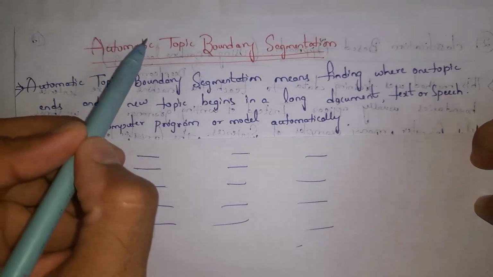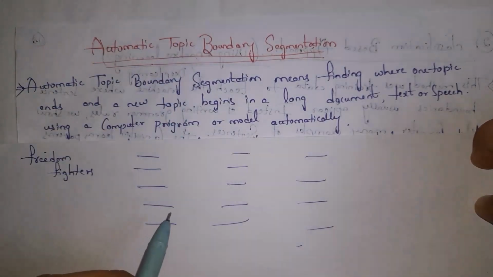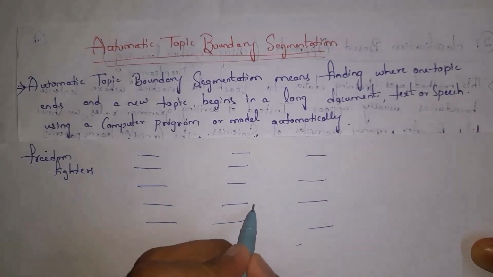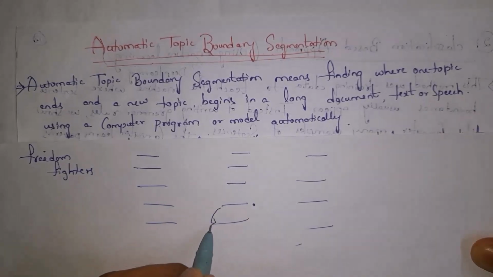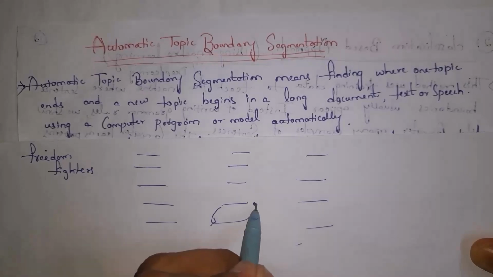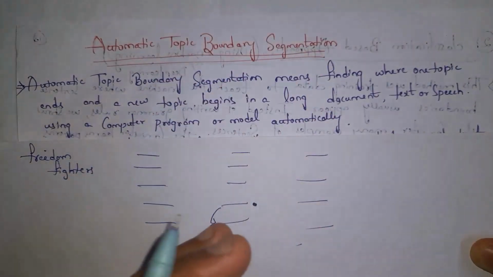Guys, automatic topic boundary. Boundary means where one topic ends and a new topic begins. For example, the Mahatma Gandhi topic ends here. From here, the topic is about Subhash Chandra Bose. Here this point acts as the boundary. And segmentation means separating topics.